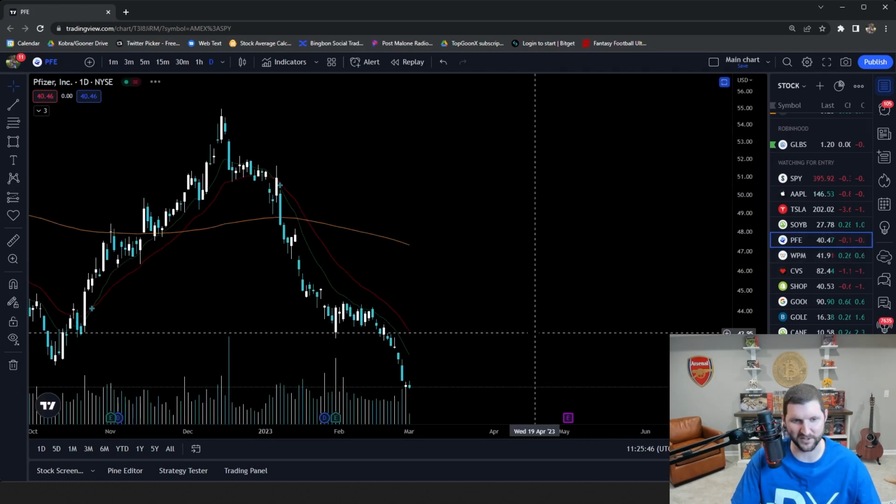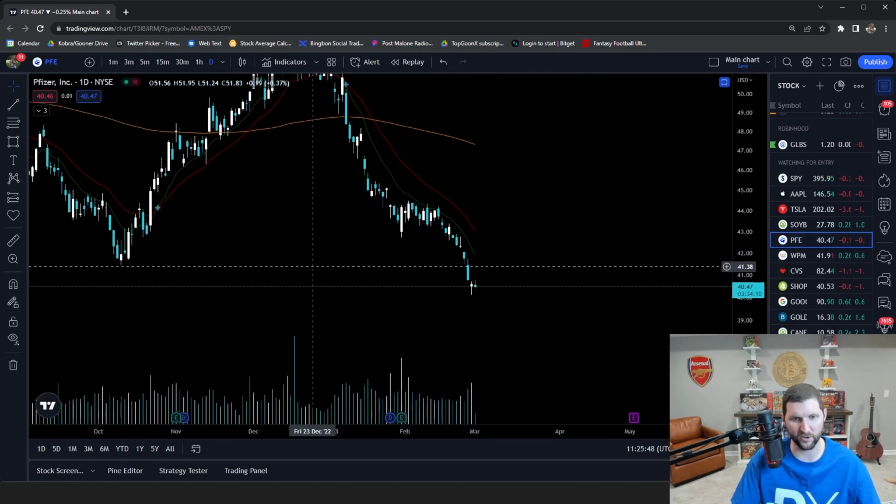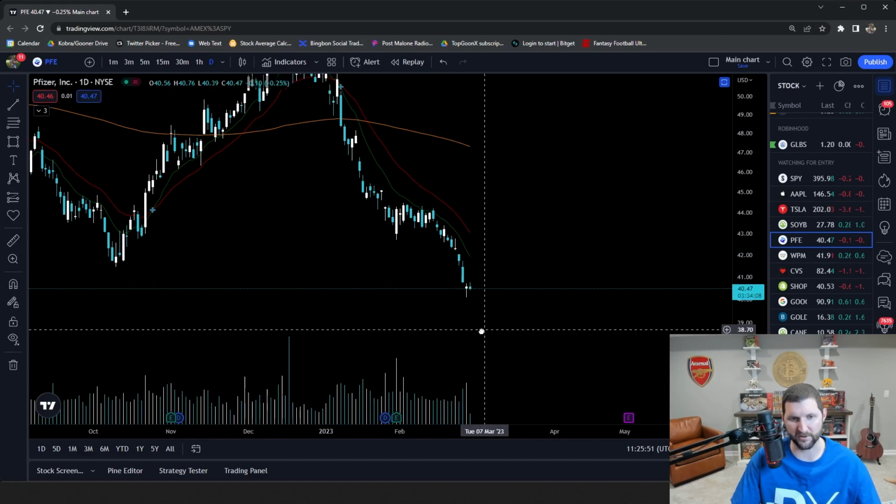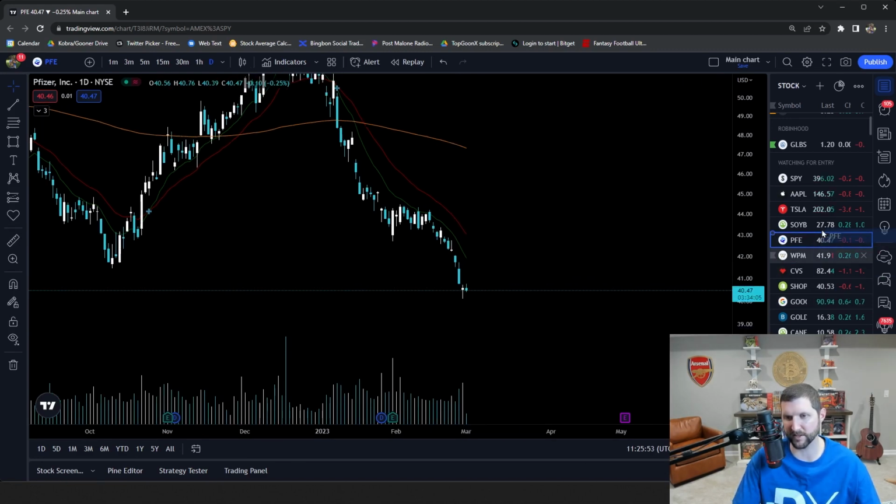I know PFE was interesting today. You can see this high buyer volume. We've got a bullish candle. So this one was down below on my list, and I moved it up.